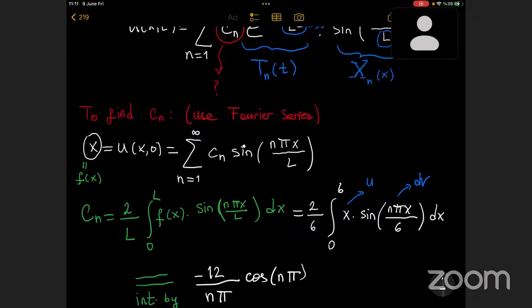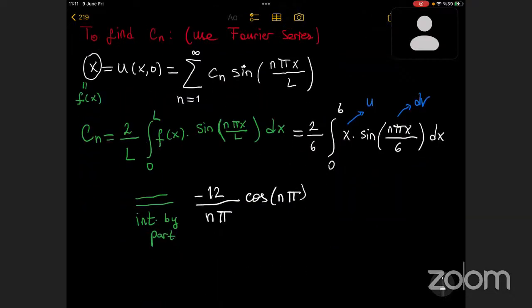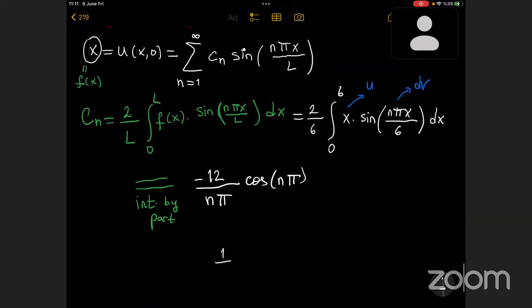Hocam 2 over L nereden geldi bu arada? O şöyleydi. 1 bölü L eksi L'den L'yeydi. Ama içerideki fonksiyon even fonksiyon olduğu için onu 2 bölü L olarak yazabiliriz. Değil mi? Sıfırdan L'ye doğru. Any other question var mı? Başka sorunuz arkadaşlar?